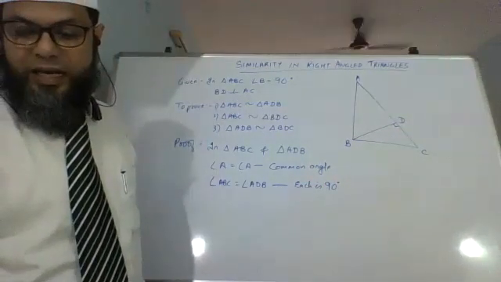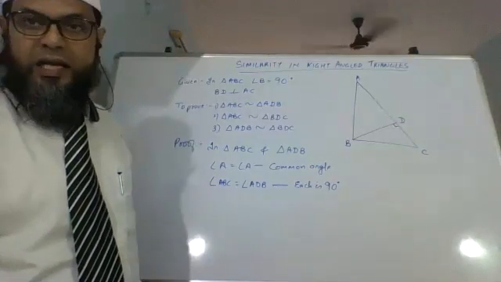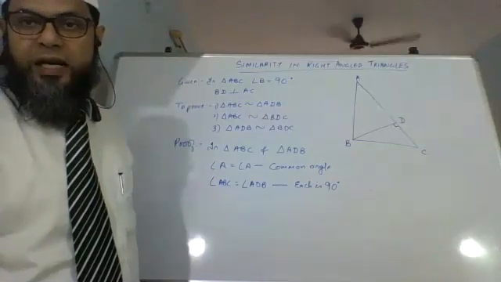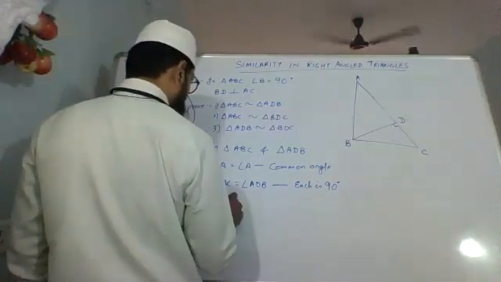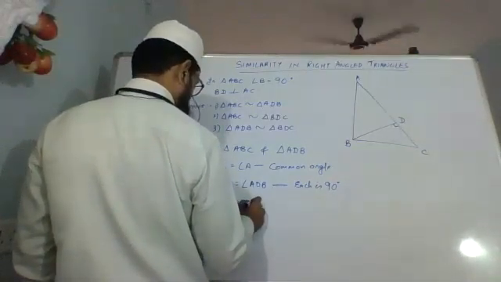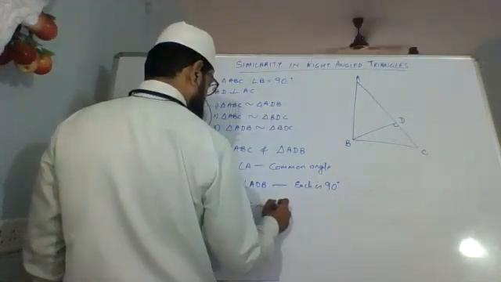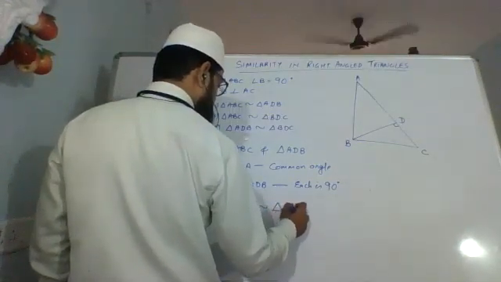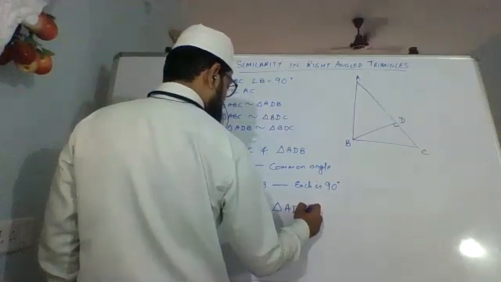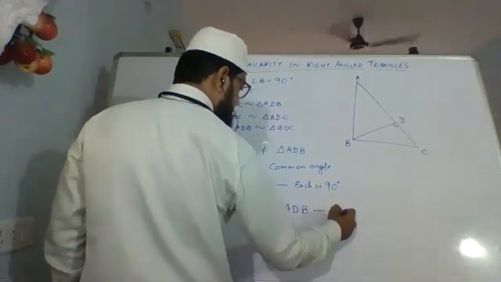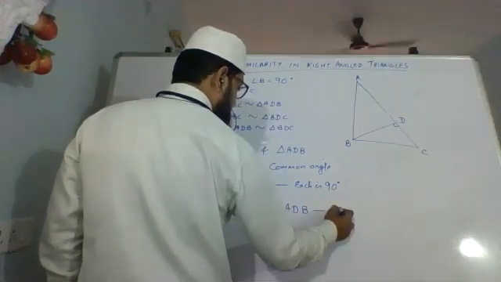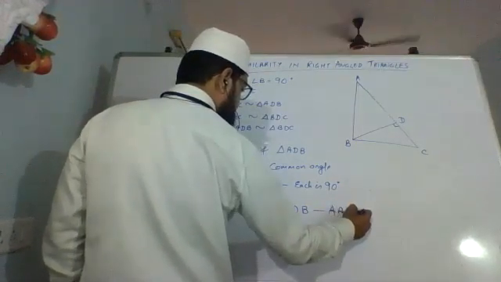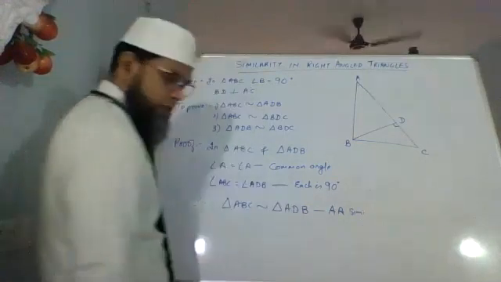Now, if two angles are equal, the triangles are similar. Therefore, triangle ABC is similar to triangle ADB by AA similarity criteria.